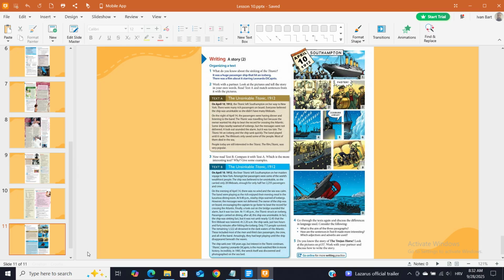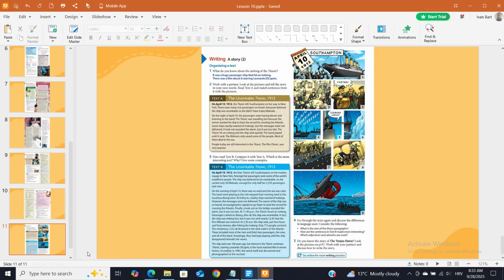On April 10, 1912, the liner Titanic left Southampton on her maiden voyage to New York. Amongst her passengers were some of the world's wealthiest people. The ship was believed to be unsinkable, so she carried only 20 lifeboats, enough for only half her 2,235 passengers and crew. On the evening of April 14, there was no wind and the sea was calm. The band were playing as the rich enjoyed their evening meal in the luxurious dining room. At 9:40 p.m., nearby ships warned of icebergs. However, the messages were not delivered.